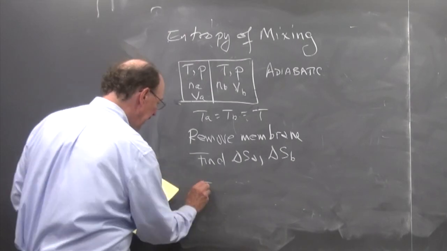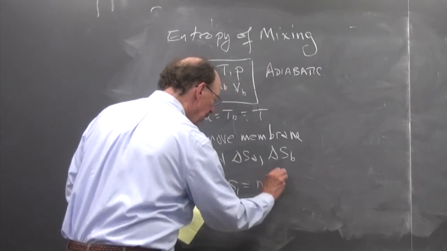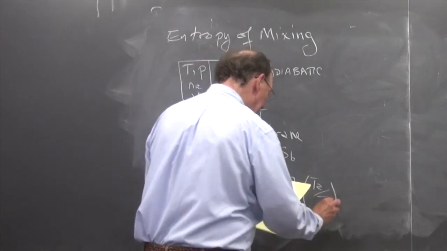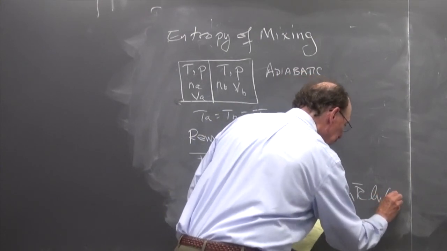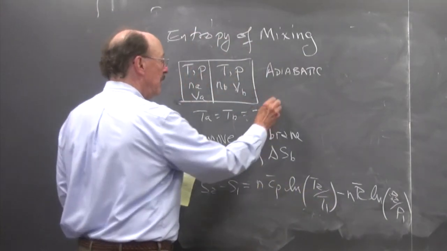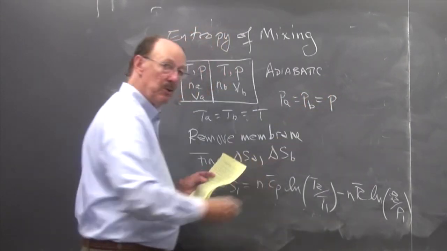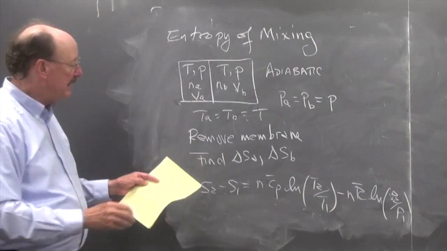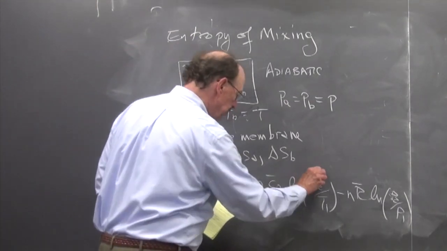And in general, S2 minus S1 is equal to N C sub P bar times the log of T2 over T1, minus N R bar times the log of P2 over P1. And we have initially that PA equals PB is equal to P. The total pressure remains the same. So we have the temperature and pressure remaining the same. When I remove this, the temperature doesn't change, so this term goes out.